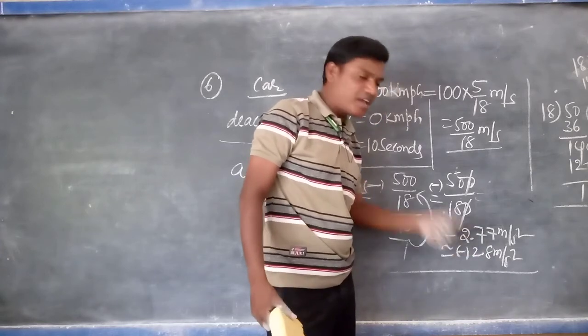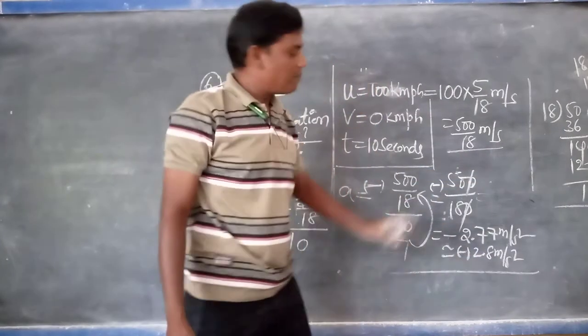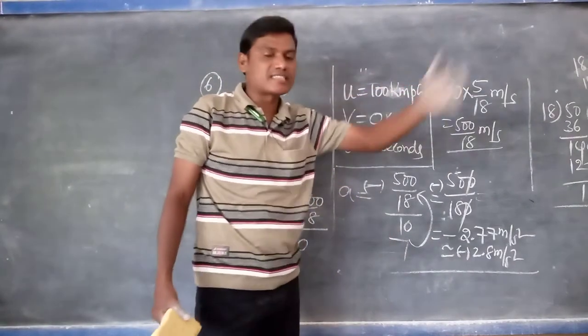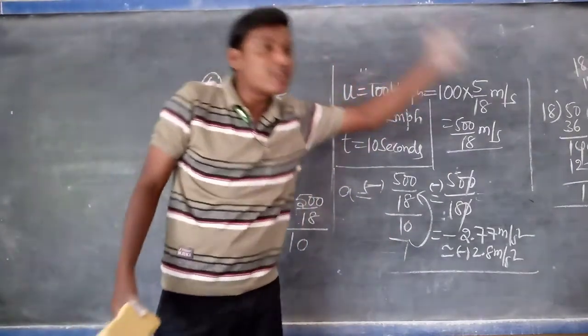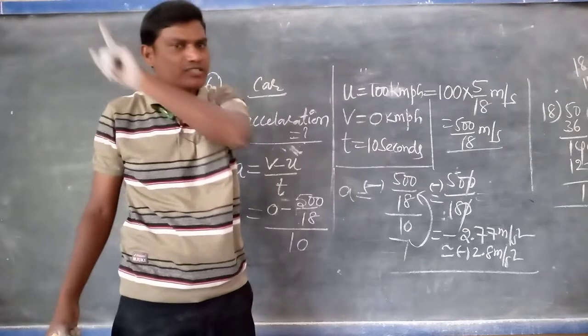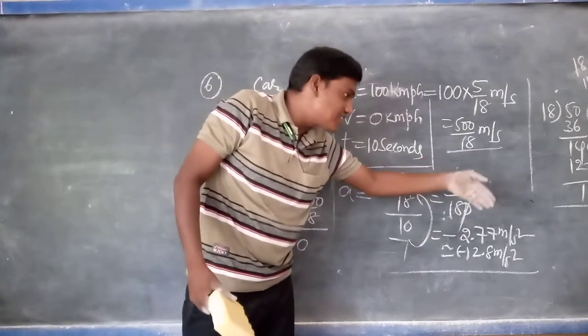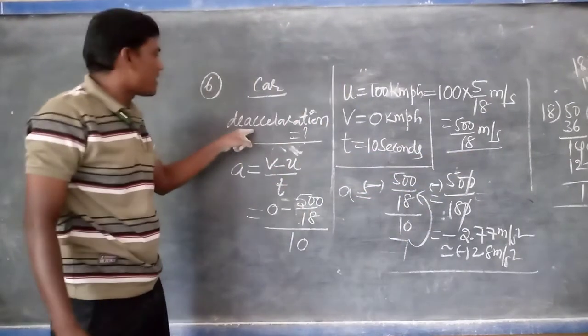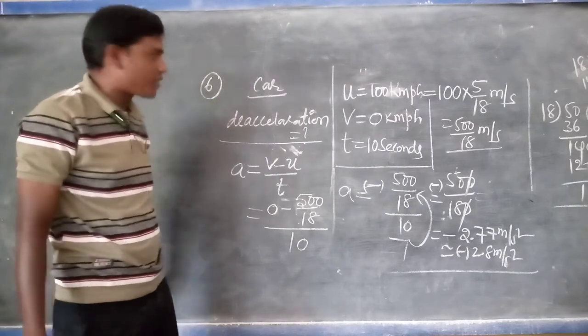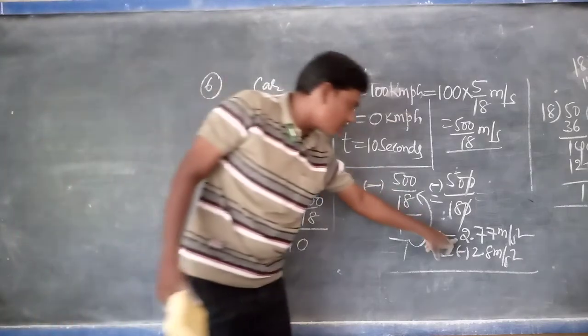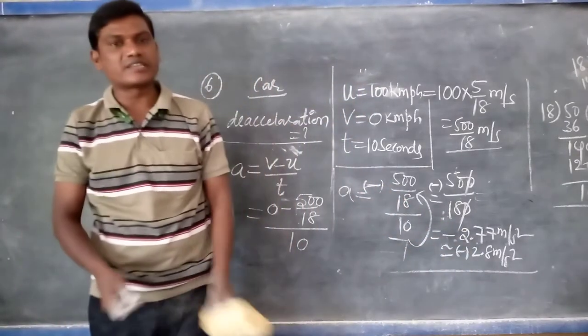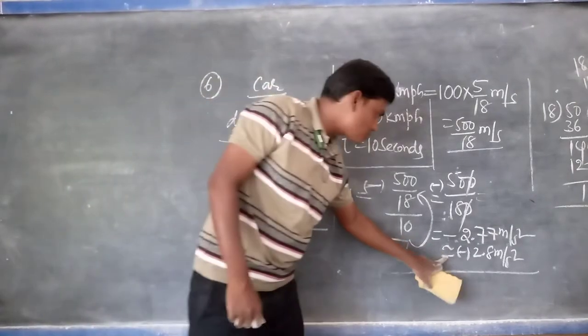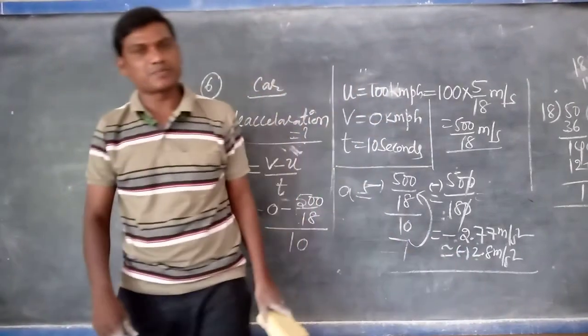Minus represents that velocity decreases. Plus means velocity increases. If velocity increases every 1 second, that is called positive acceleration. If velocity decreases every second, that is called negative acceleration or deceleration. That's why the deceleration of the car is 2.77 meters per second square, nearly equal to minus 2.8 meters per second square.